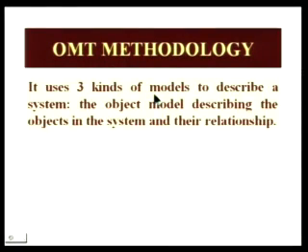So basically, just to have a brief idea, and then I will leave it open now. OMT, if you start reading about it, you will have some ideas. It uses three kinds of models to describe a system. The three models are there, right? When you analyze your problem, the three basic models will emerge. You have to concentrate on them. One model within the OMT methodology is called the object model. What is this object model for? The object model describes the objects in the system and their relationships, right?